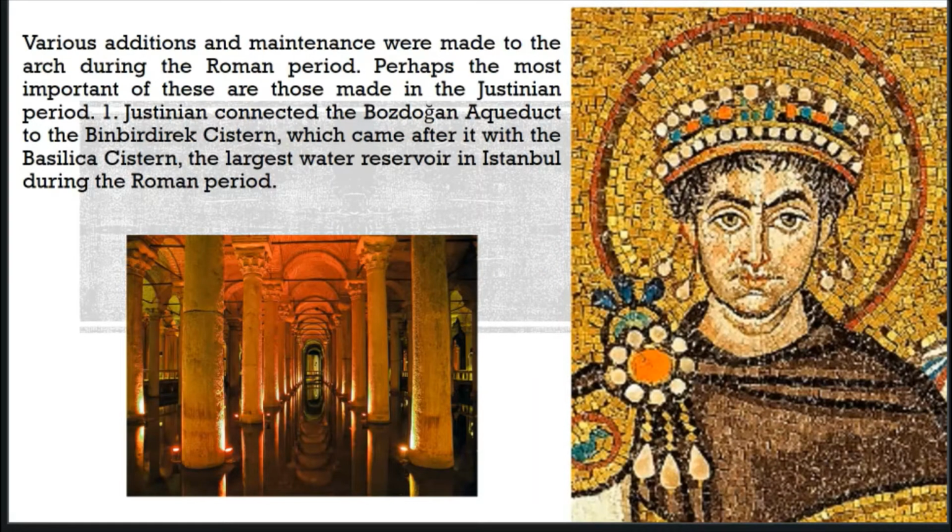Various additions and maintenance were made to the arc during the Roman period. Perhaps the most important of these are those made in the Justinian period. First, Justinian connected the Bozdoğan Aqueduct to the Binbirdirek Cistern, which came after the Basilica Cistern, the largest water reservoir in Istanbul during the Roman period. Thanks to these additions and repairs, the arc is called the Valens Aqueduct.